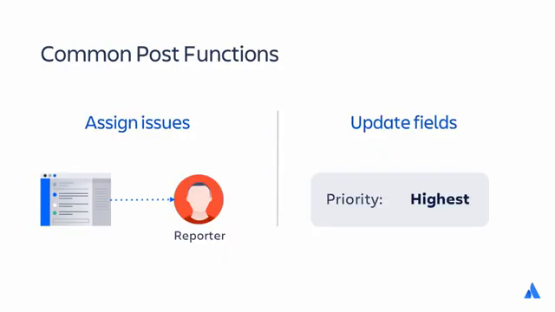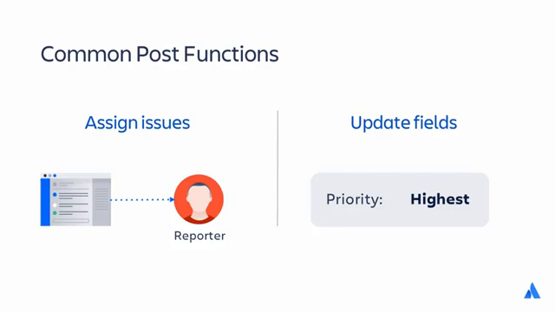Jira includes several optional post functions that can be added to transitions to meet business requirements. One example is assigning issues, for example, to the reporter, current user, or to the project or component lead developer. You might assign an issue back to the reporter when their holiday request has been rejected, for instance. Another common post function is to update an issue's field. For example, setting the issue priority to highest.